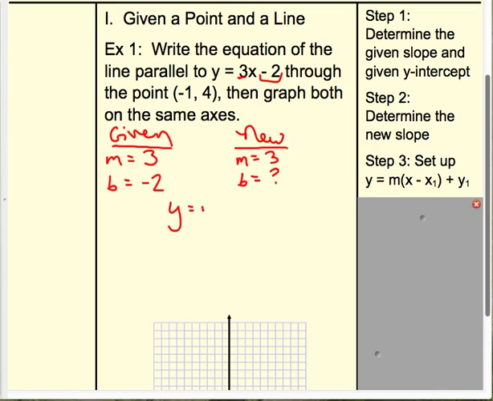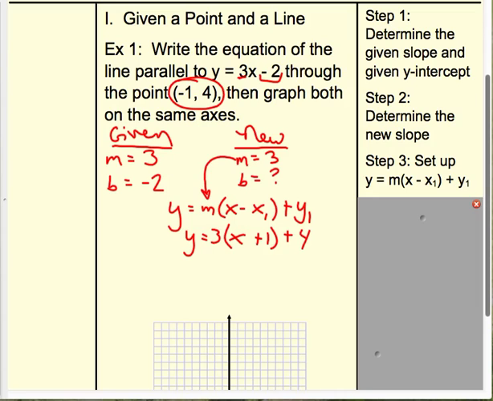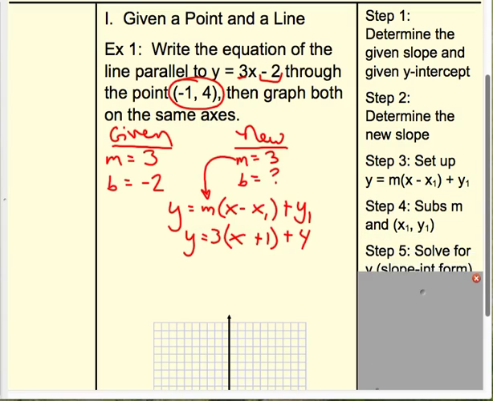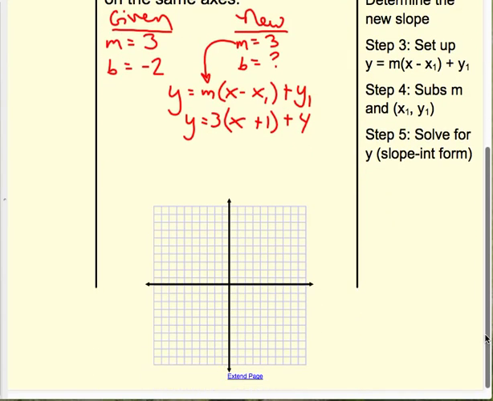So we substitute into our point-slope equation. Our slope we get from the new, substitute that in. The point is in the question, so putting the -1 into the parentheses, it becomes a +1. Our 4 goes outside the parentheses, so it stays at +4. We did that part, so now we're going to solve for y, put it into slope-intercept form, and that will give us our new y-intercept.